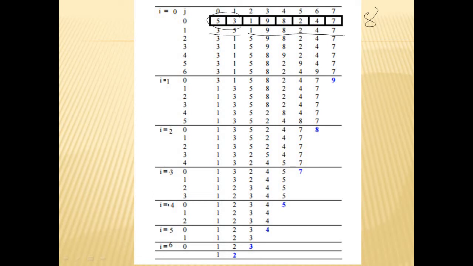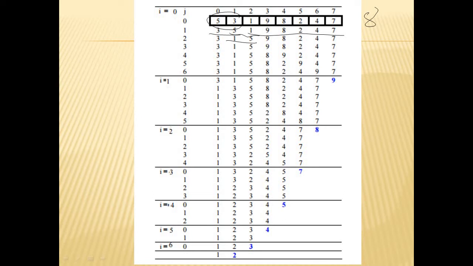Okay. Next iteration, we'll compare 5 with 1. When you compare, swapping will occur again. So 1 5 will be there, and the remaining are the same.